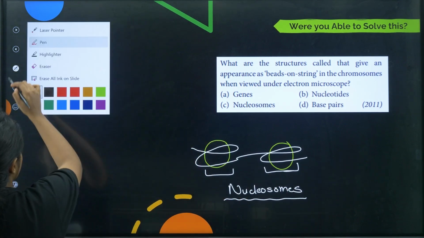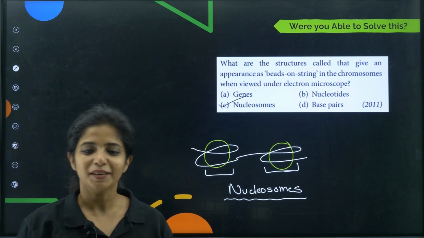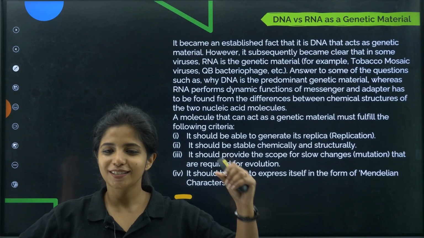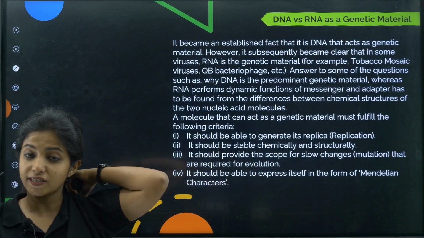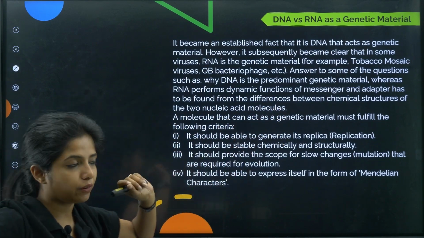So children who were with me in the previous session know it definitely, and who are new, it's okay, we can still study it. Now let's start today's topic: DNA versus RNA as a genetic material. We will read a few things and then we'll go ahead. I'll explain each and every point.